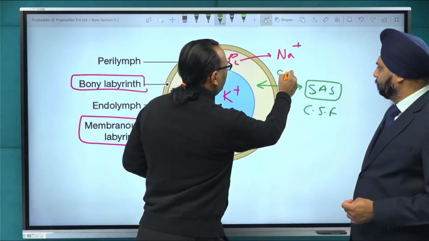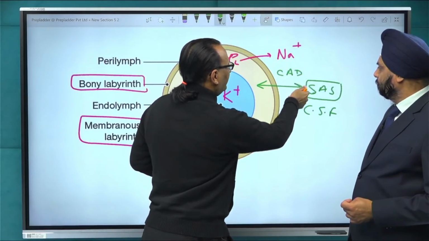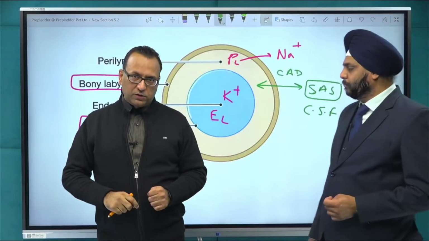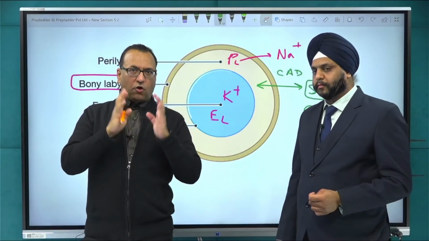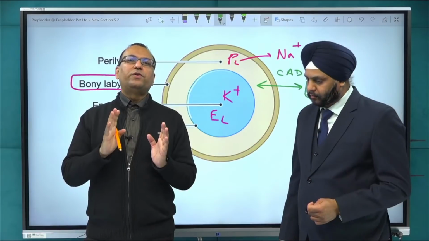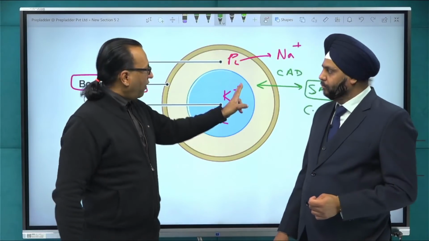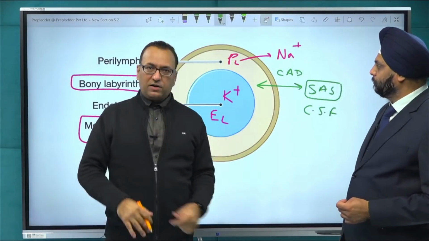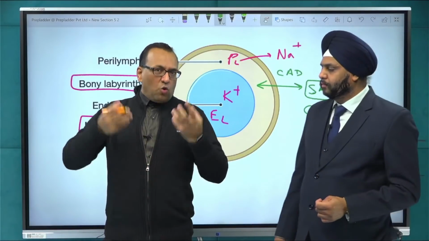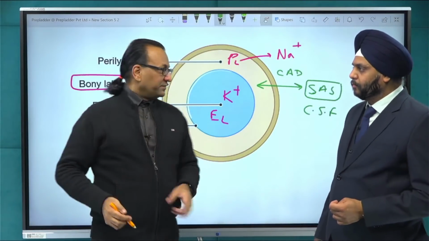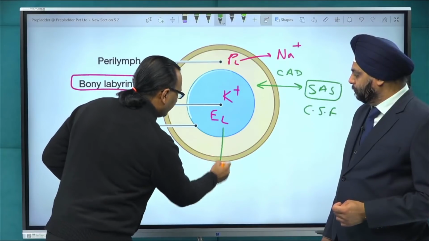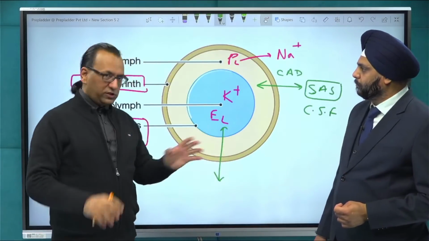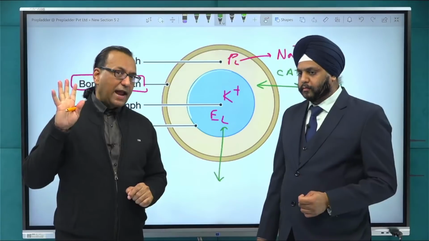Now, if this is the cochlear aqueduct, there is a vestibular aqueduct also. Inner ear has two components, cochlea for hearing and vestibule for balance. So if you have a cochlear aqueduct, there will be a vestibular aqueduct also. What is there in the vestibular aqueduct? We will find that the endolymph also has a communication, but it is a blind end basically.